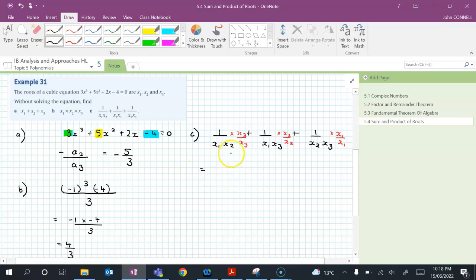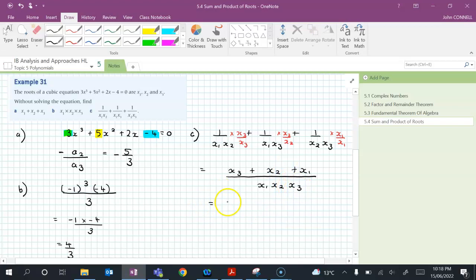And then what will I get in the top line? Well, I'll get x^3 from that term. I'll get x^2 from the middle term. I'll get x^1. And look at that. What do you know? You get the sum on the top and the multiplication of roots on the bottom. We've found both of those.